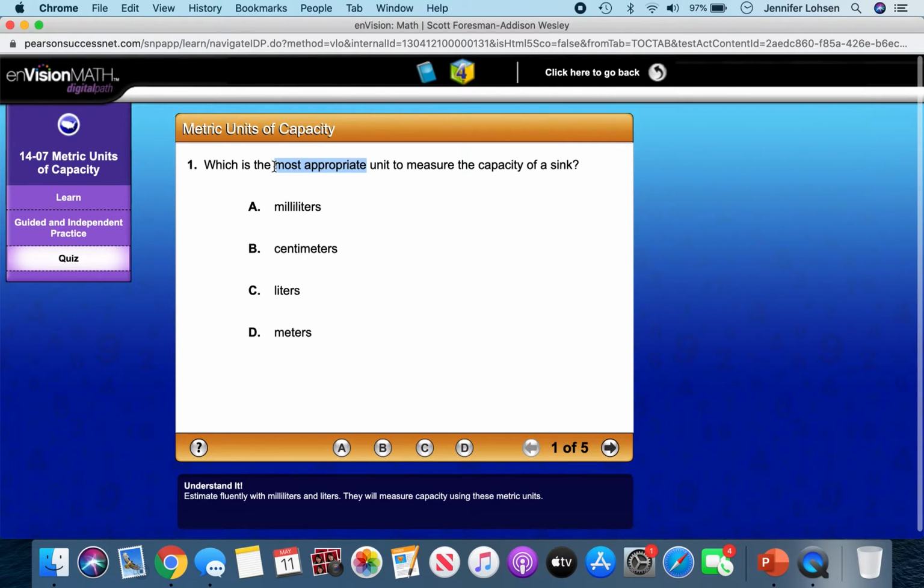Okay, so if I look at these answer choices, I have milliliters, centimeters, liters, and meters. Whoa, whoa, whoa. Two of those choices don't measure capacity, they measure length. So right away, y'all, I am getting rid of centimeters and meters because meter is the base unit for length and centi is 1/100th of that. So we're eliminating B and D right off the bat.